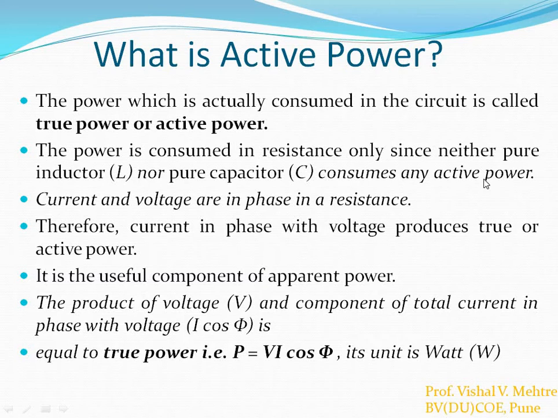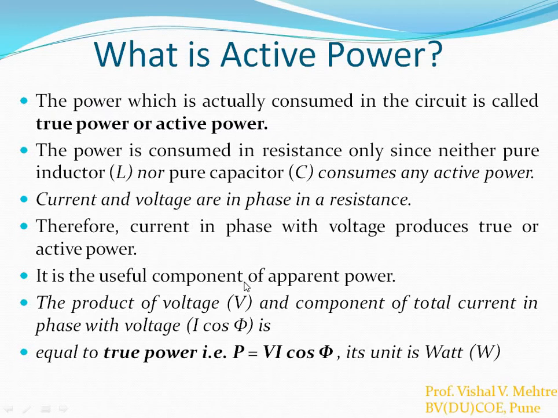Power is not consumed in an inductor or capacitor because the average value of the power in inductive and capacitive circuits is 0. And as we know, current and voltage are in phase for resistor circuits, and current in phase with voltage produces the true or active power. That is the reason why it is called the useful component of apparent power.